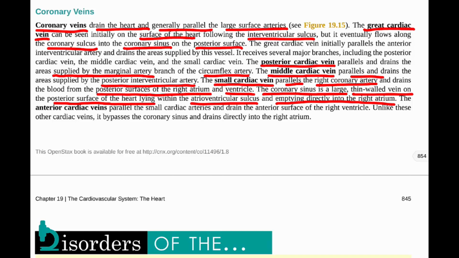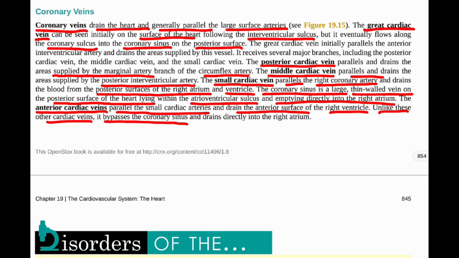So the anterior cardiac veins that parallel the small cardiac arteries drain the anterior surface of the right ventricle. Okay, so anterior cardiac veins parallel those small cardiac arteries on the front side, anterior, and then drain the anterior surface of the right ventricle. So unlike these other cardiac veins, it bypasses the coronary sinus and drains directly into the right atrium.